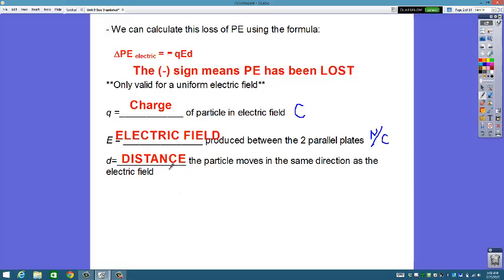Okay, so if they give it to you in centimeters, make sure you convert that, okay? And PE is going to represent your potential energy, and the unit for that is joules, just like the other energies and work that we looked at in the past unit.